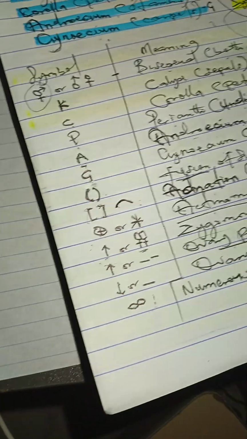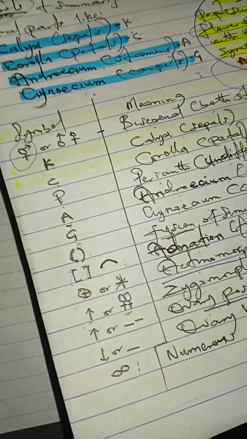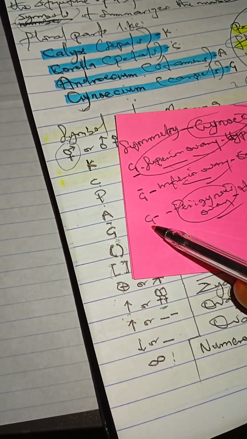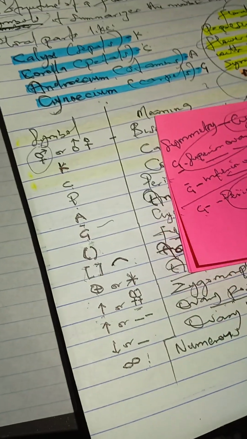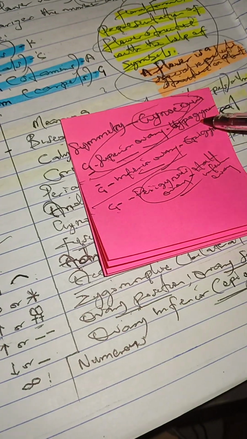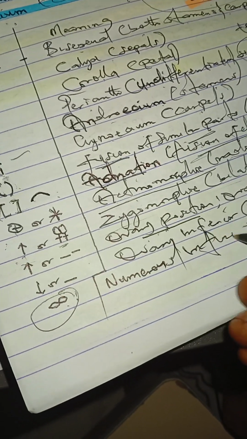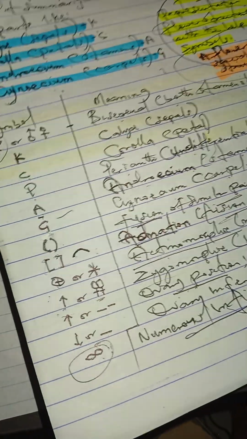Then we have the ovary position. Ovary position could definitely be different. I've shown you in the other one. The ovary position could be this, and this. So memorize, and make sure you get to a point where you actually get it. Then this symbol simply means numerous, or infinite. That means it is countless.